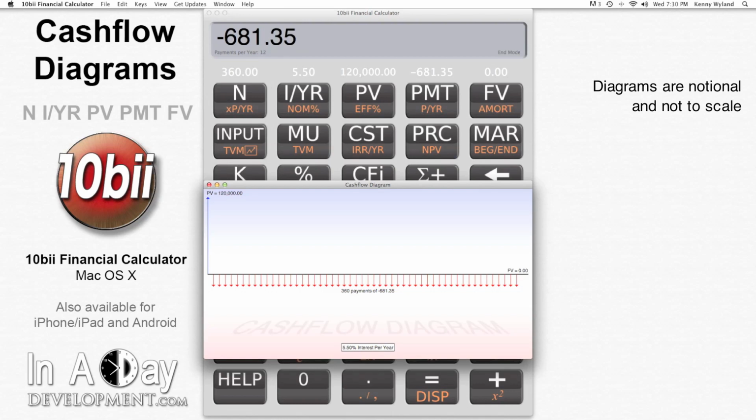One thing to keep in mind is that these diagrams are notional and not to scale. That means that although you have 360 payments, there aren't 360 arrows because there isn't enough room to show them all. And even though your payment is 1/200th of the size of your original principal balance, the payment arrows aren't quite that much smaller than the PV arrow. They're smaller, just not that much smaller. So keep those things in mind.